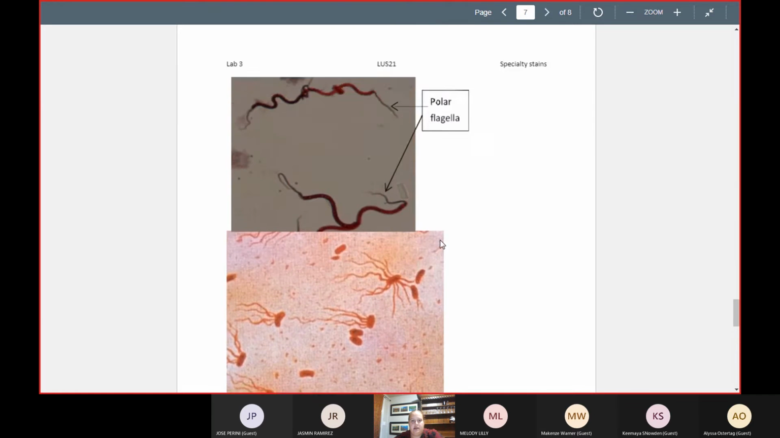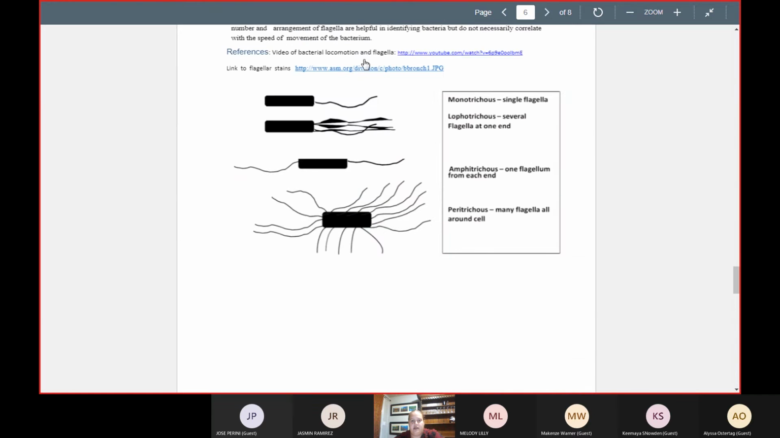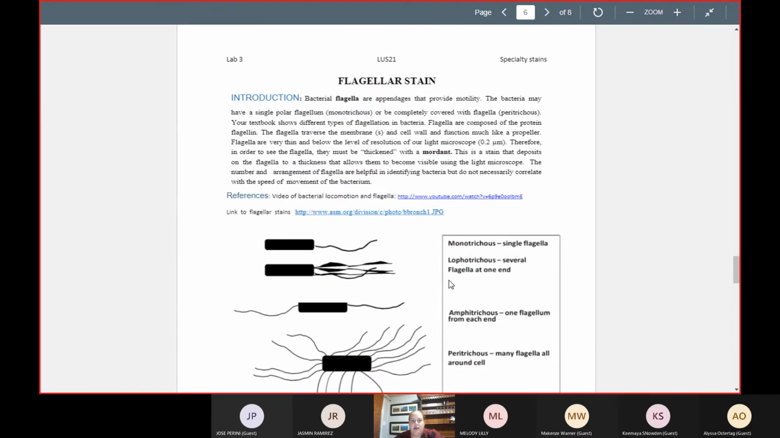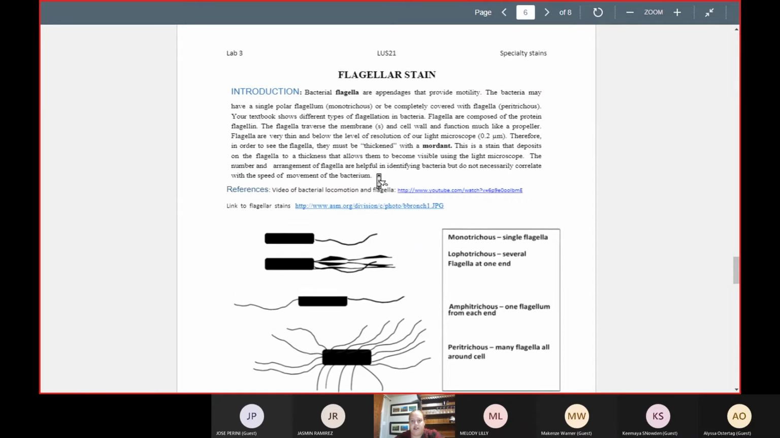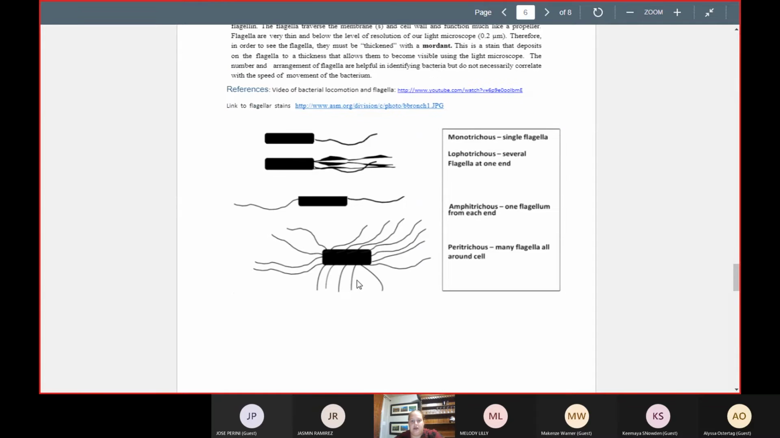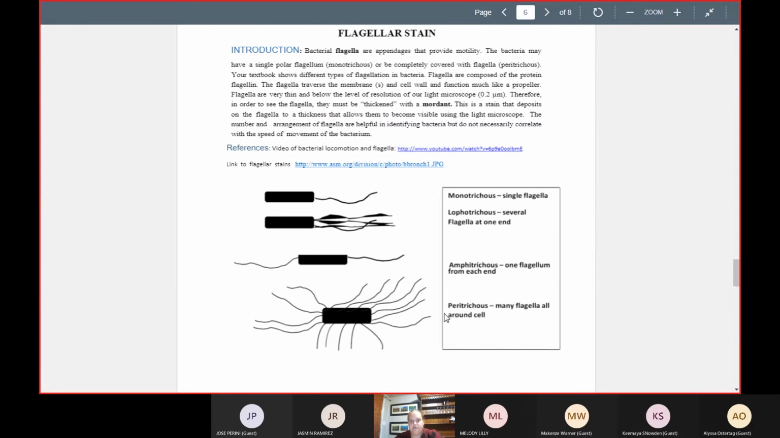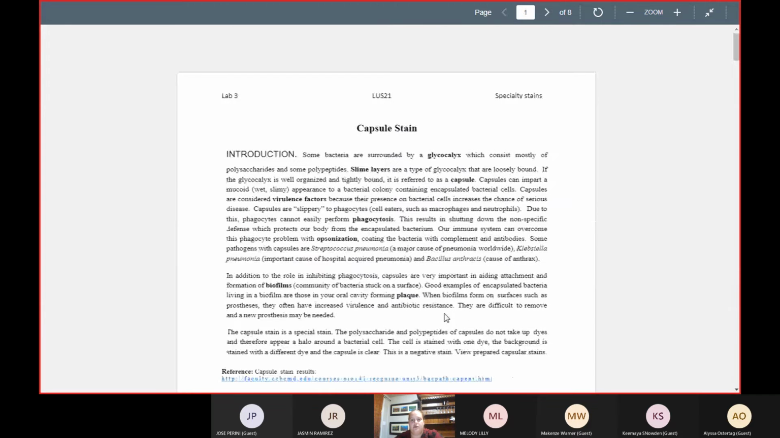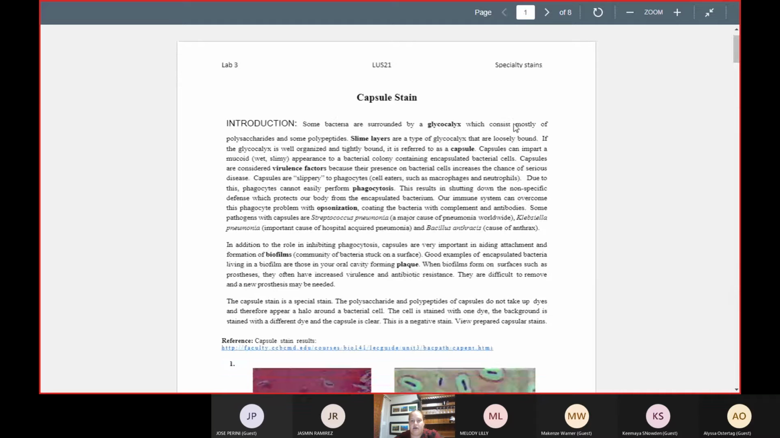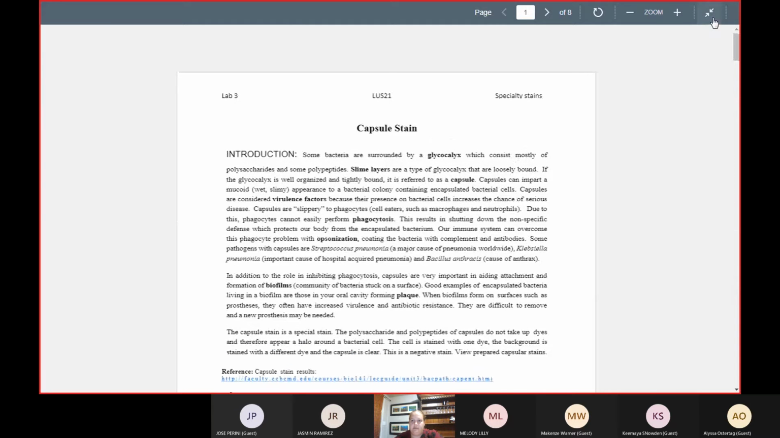So again, just make sure that you can identify the different types of flagella, and maybe a couple of the details about why we would have to stain flagella differently under a light microscope. So those are our 3 specialty stains. And then in addition to those, for the practical, definitely want to know your Gram stain, your acid-fast stain, and your negative stain.